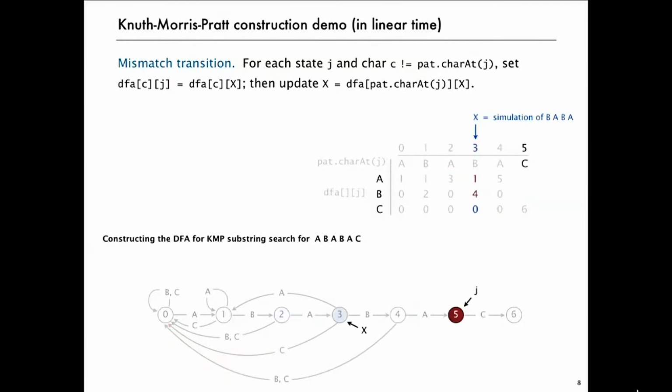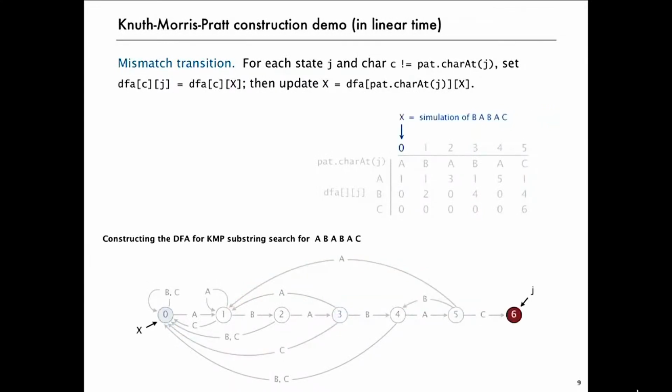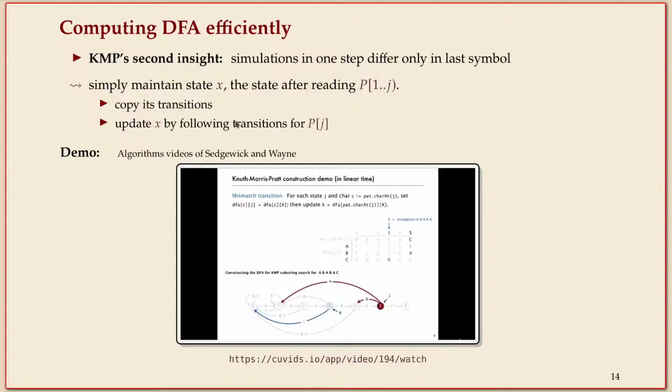Now we're ready for state 5. We've got X all computed, and we need to do A and B, and we get those from X. If it's an A, it's a 1, and if it's a B, it's a 4. It's just move them over. And then when we do the C and get the accept, there's no mismatch. We do update X to get ready, but when we get to state 6, we're done. And again, as a double check, X is where you'd be if you saw B, A, B, A, C. That's the construction of the Knuth-Morris-Pratt DFA.